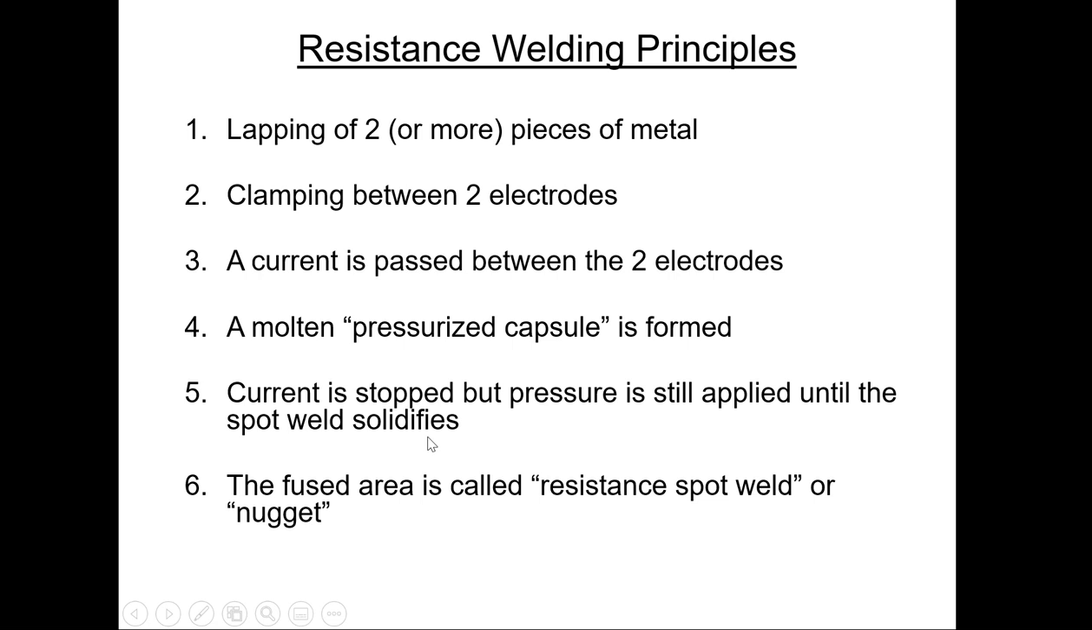So we have to hold it to make sure that while it's in its plastic stage, it doesn't come apart. If it's in its plastic stage, it could, under its own stresses, pull itself apart a little bit or even part ways. So we have to make sure we leave it there. The fused area is known as a resistance spot weld or a nugget.